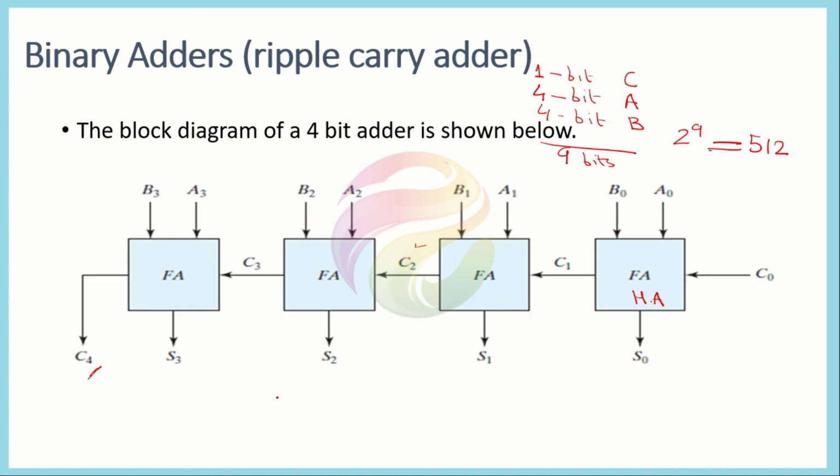The final sum will be represented in the form of S0, S1, S2, S3, and then S4. The process is the same as what we discussed in the last slide. We only now need to represent the system in this form.